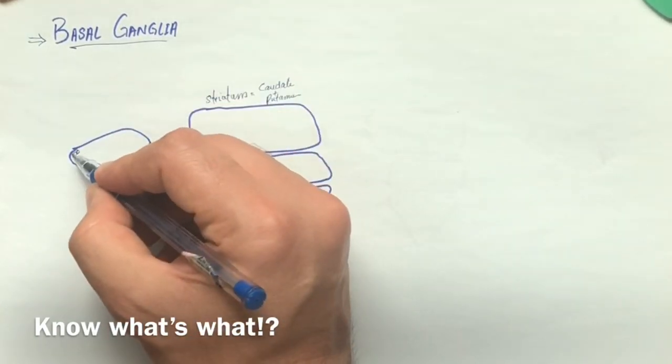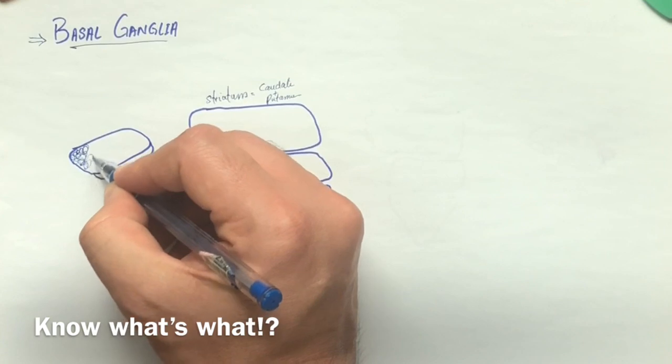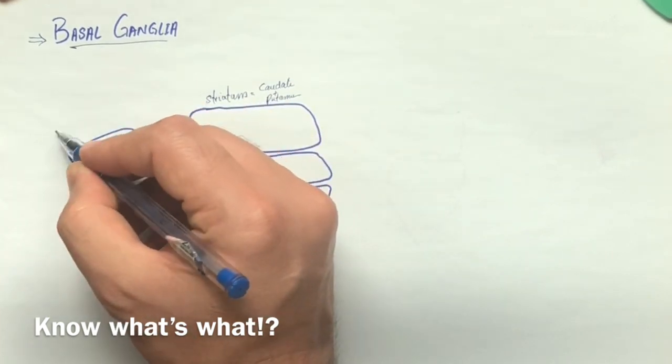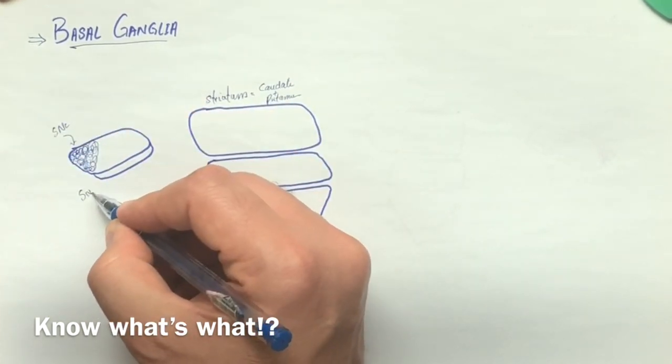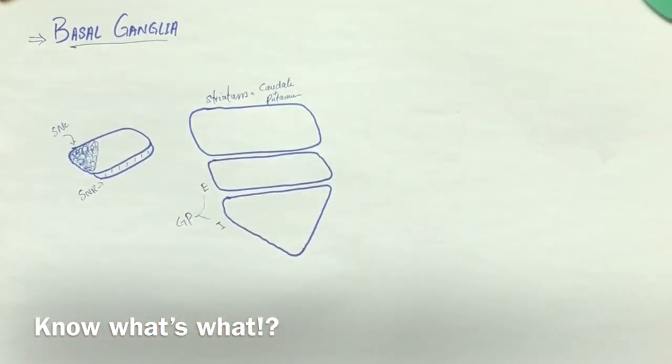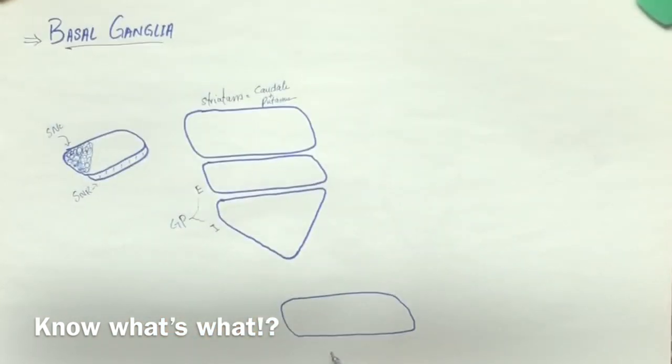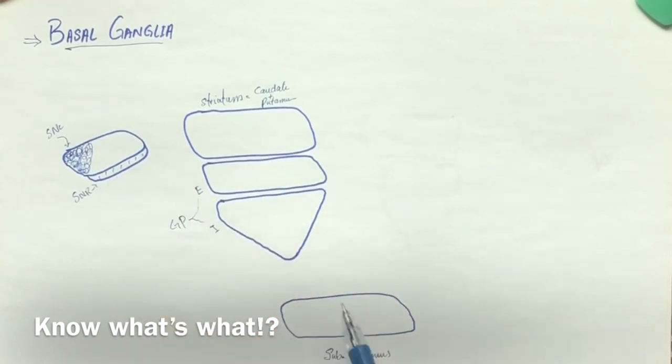It has one part where the neurons are compact together, pars compacta, and one part where the neurons are not so compact together, called reticularis. And here is the subthalamus. And these four are the basal nuclei, right?